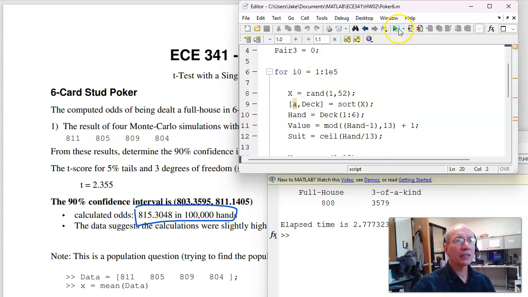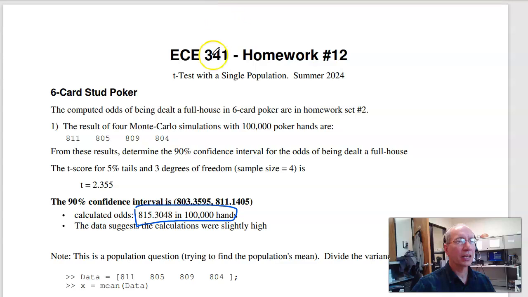So when I run that, like here I got 781 full houses. Run it again, 772 full houses. Every time I run it, I get a different answer. Suppose I ran that program 4 times and got these 4 results. From this, what are the odds of getting a full house?